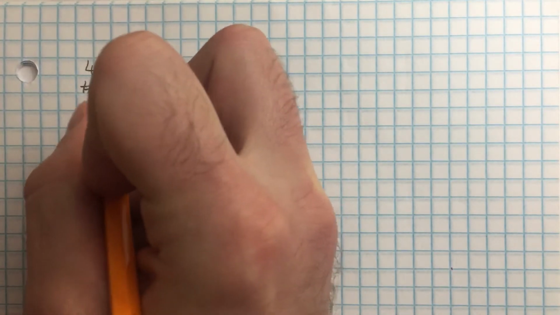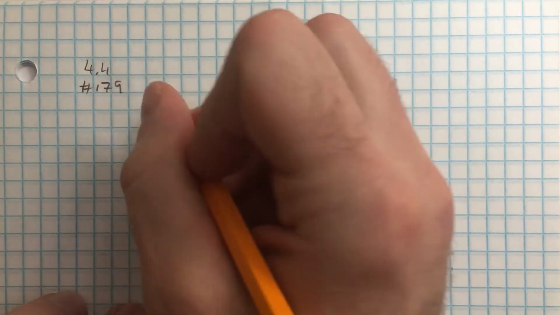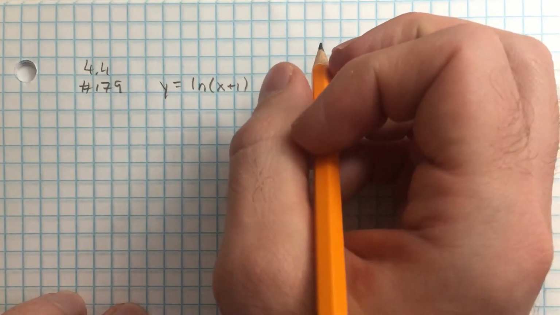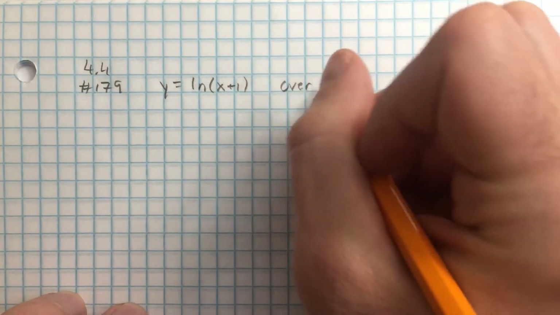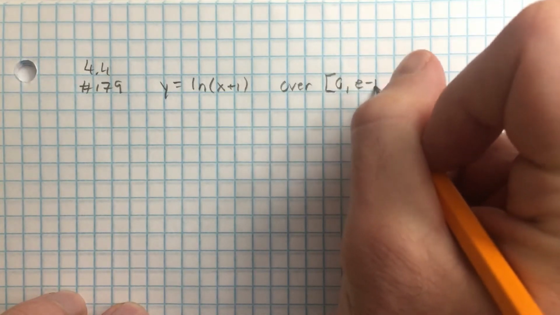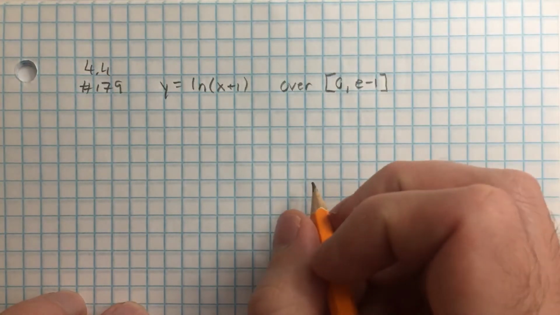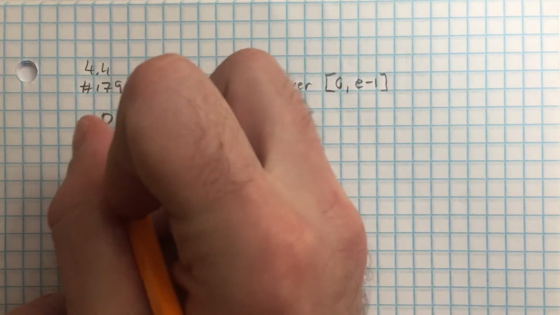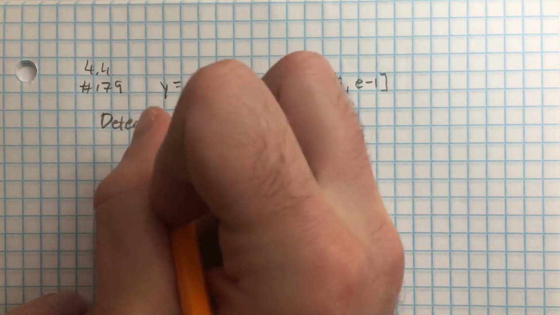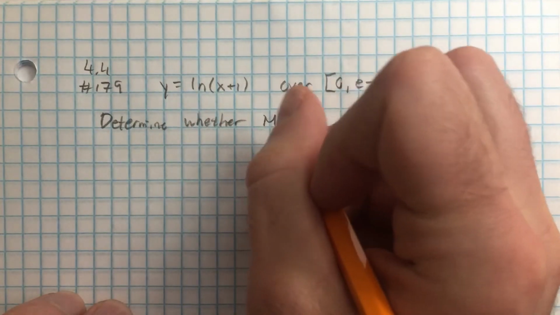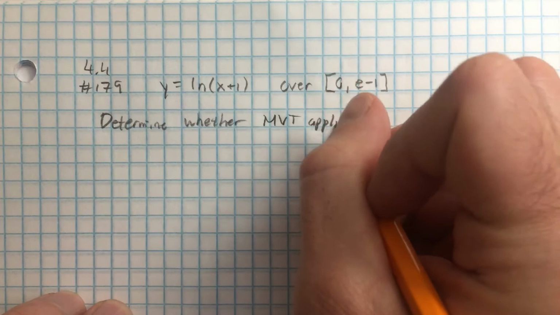4.4, number 179. We have the function y equals the ln of x plus 1 over the interval 0 to e minus 1. We're supposed to determine whether the mean value theorem applies to this function on this interval.